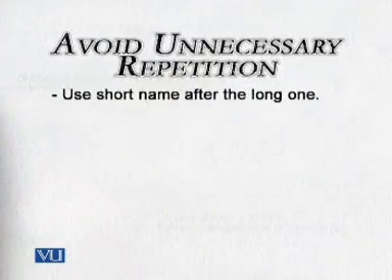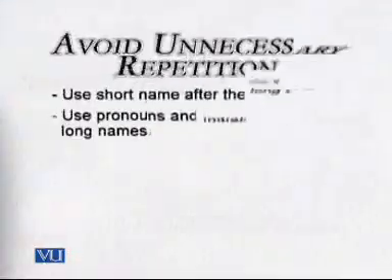Let's take a look at what principles there are to follow. Number one, use a short name after the long one. If you have used a full name, let's say in the first sentence, and again somewhere in the second or third or fourth sentence, why use the full name again? You can use initials, or you can use the surname again. Or if you are on first name basis, you can try out the first name only. So this is how you can cut the number of words.